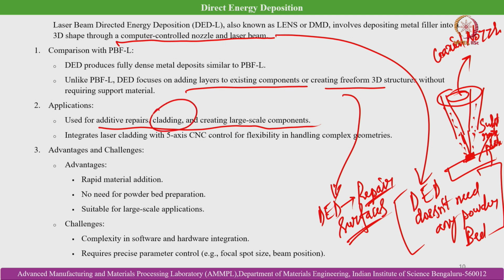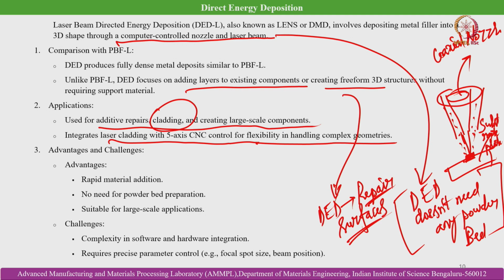So, for example, there are some metals like aluminum and, more importantly, magnesium. They are very reactive and also prone to oxidation. So, laser cladding can be employed to deposit a layer of material which can protect these metals from environmental hazards. That is also a key applicability of directed energy deposition, and it integrates laser cladding with 5-axis CNC control for flexibility in handling complex geometries. And then advantages and challenges.